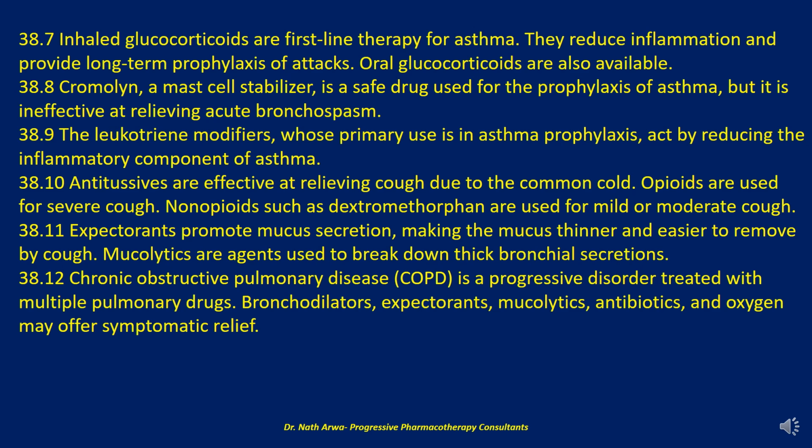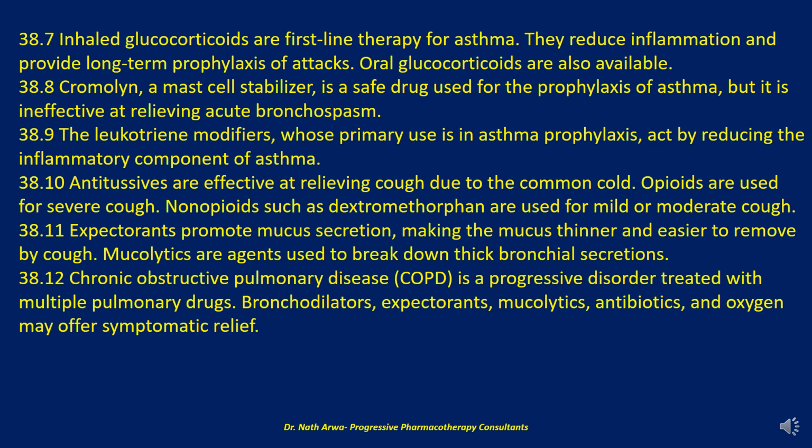38.9. The leukotriene modifiers, whose primary use is in asthma prophylaxis, act by reducing the inflammatory component of asthma. 38.10. Antitussives are effective at relieving cough due to the common cold. Opioids are used for severe cough. Non-opioids such as dextromethorphan are used for mild or moderate cough.